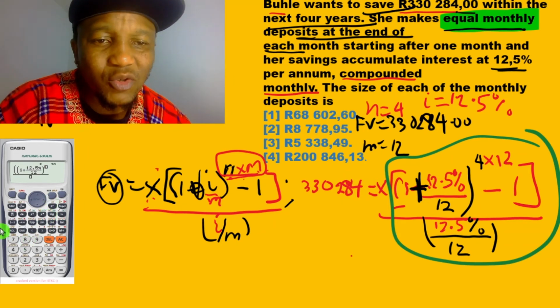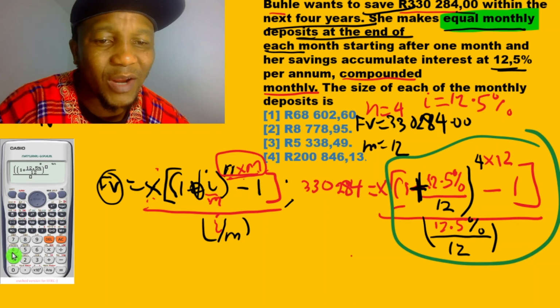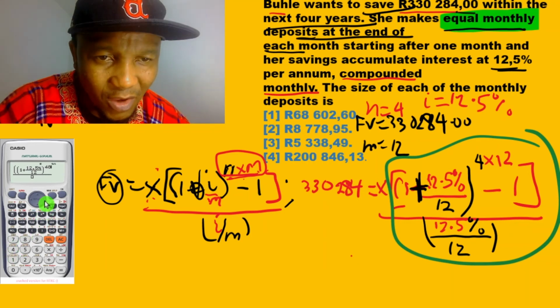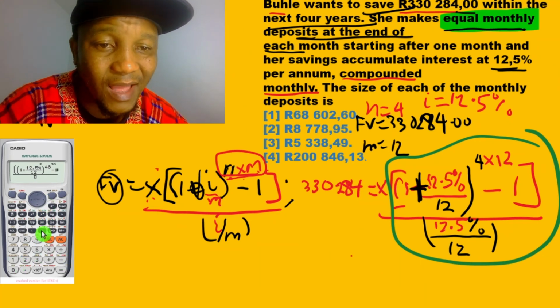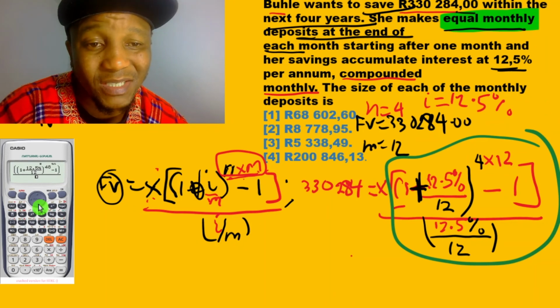So 4 times 12 equal 48. You can say 4 times 12, you can say 48, the same thing. Okay, because 4 times 12 equal 48. Now you come here, you minus 1. I apologize for that mistake. It's my bad. I also make mistakes. I'm a human being too.